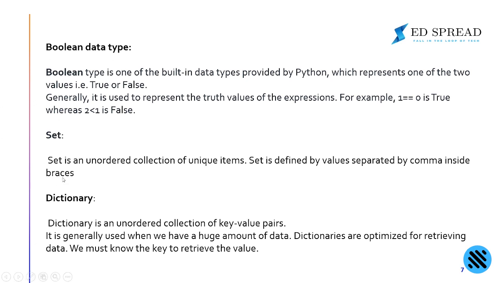So now the next one is set. A set is an unordered collection of unique items. A set is defined by values separated by commas inside braces. We'll be seeing how to define all these things. And the next one is dictionary. A dictionary is an unordered collection of key value pairs. So a dictionary contains two parts, that is a key and a value. We'll be seeing what a dictionary is as well.